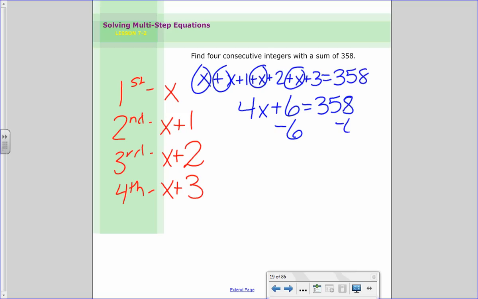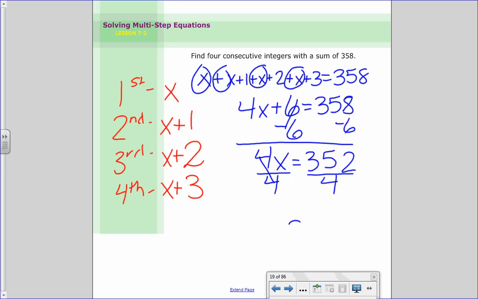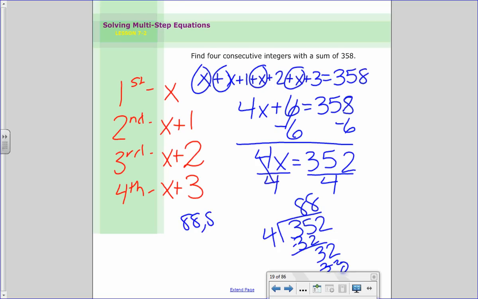Again, I subtract 6. I'm left with 4x is equal to 352. And I divide by 4 to find my answer. So if I do that, 352 divided by 4, I get 88. So my 4 terms must be 88, 89, 90, and 91. They always give you the first term when we do this. And again, you could go ahead and check it if you wanted to, but I'm feeling pretty confident with that.